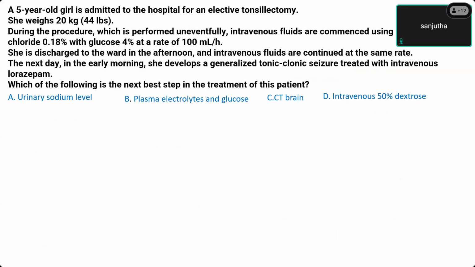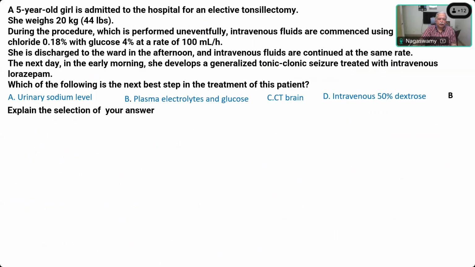Plasma electrolytes and glucose. Okay, why do you want to do that? That's the correct answer. Explain the selection of your answer. I would suspect hypernatremia, sir. Hyperosmolar hypernatremia. Hyponatremia.